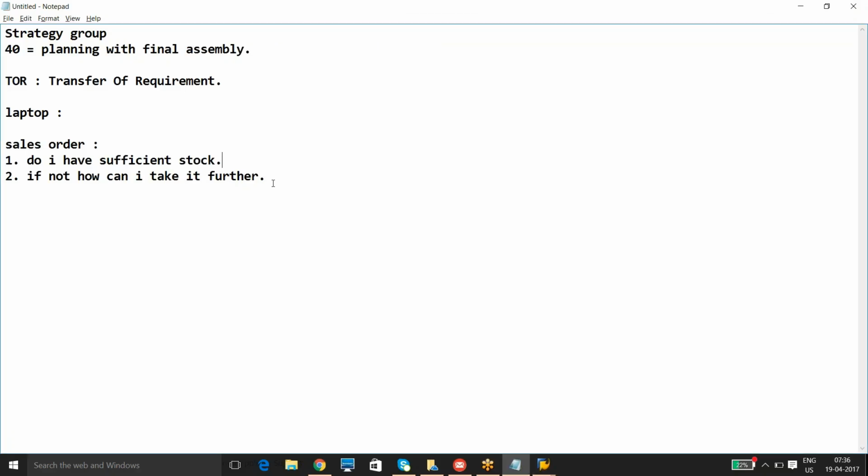Whereas the other requirement class, VSF, requirement class 101, planning with assembly, says that if the stock is not sufficient, you have a process of assembling it. That means, for the if-not case, how I can take it further. If I have the set of all the components like keyboard, monitor, mouse and all, I can assemble them and get my final product.